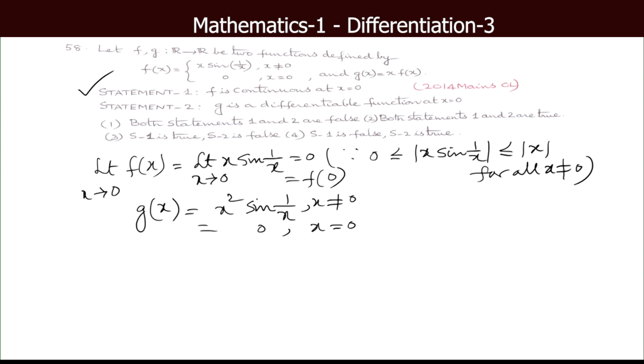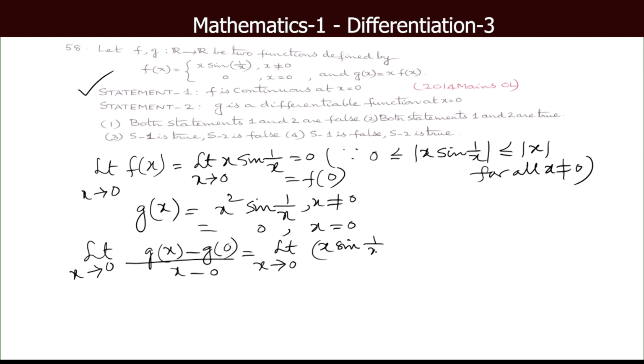To see whether or not g is differentiable at x equal to 0, let us form the Newton quotient for g at x equal to 0, (g(x) minus g(0)) by (x minus 0), and take the limit of this. If the limit exists, you can say that g is differentiable at x equal to 0. If the limit fails to exist, you can say that g is not differentiable at x equal to 0, because this is the Newton quotient for g at x equal to 0. So, limit as x tends to 0. Well, g(0) is 0, g(x) is x square sin 1 by x, so the quotient is x sin 1 by x. And we have already seen that this limit is 0. Therefore, g is differentiable at x equal to 0.